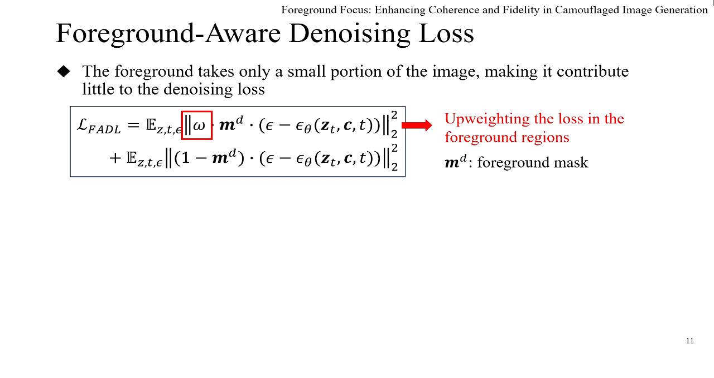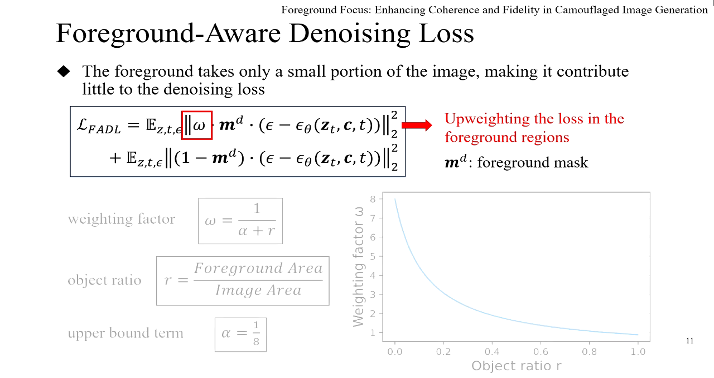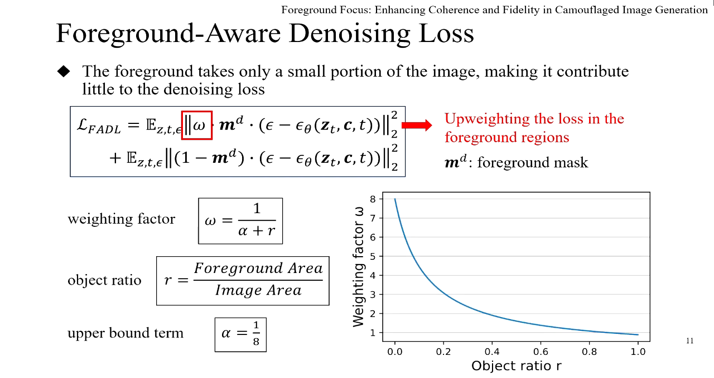Now that we've integrated the foreground and background features, the next step is to ensure the foreground fidelity. As mentioned earlier, camouflaged objects are usually small, so the background tends to dominate the denoising loss during training. So we design a weighting factor to upweight the foreground regions. The weighting factor is defined as the inverse sum of alpha and r, where r is the object ratio, and alpha controls the upper bound. The smaller the object is, the more the loss focuses on reconstructing the foreground.